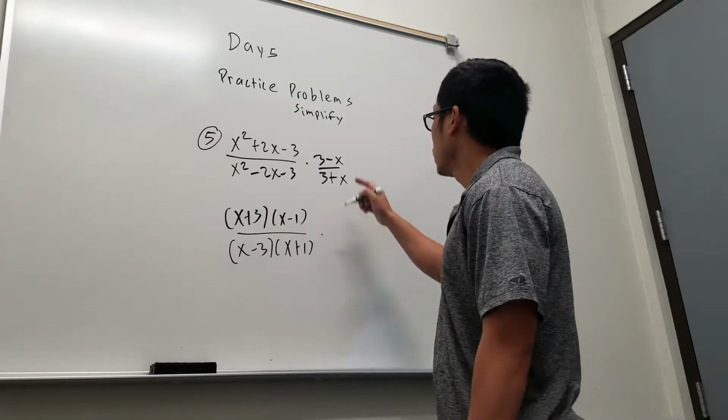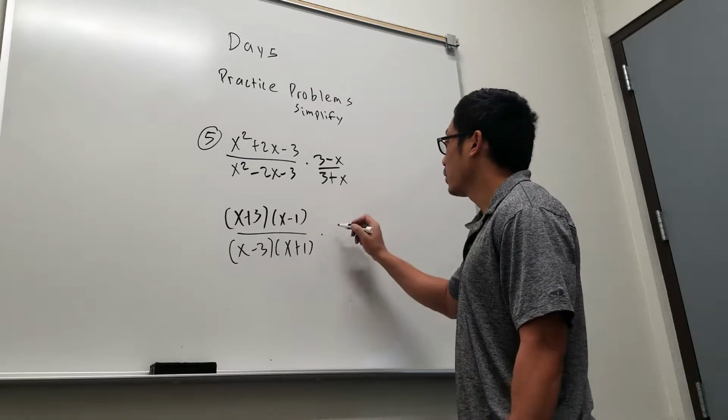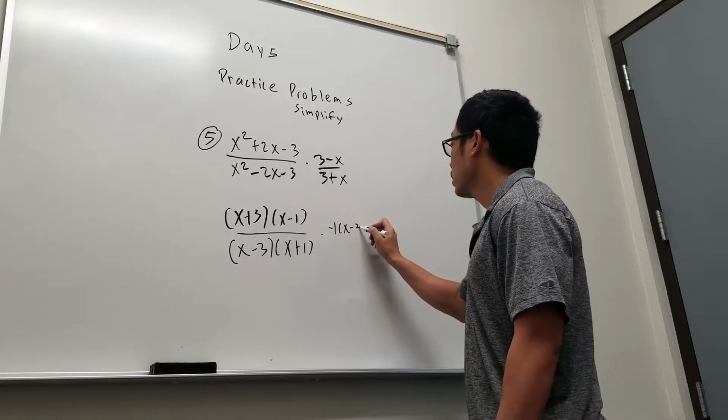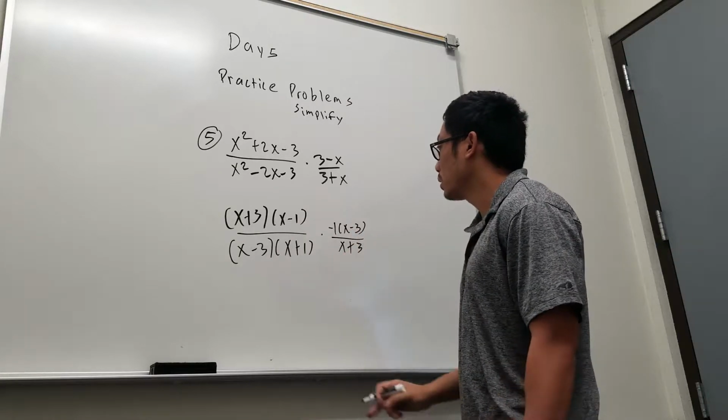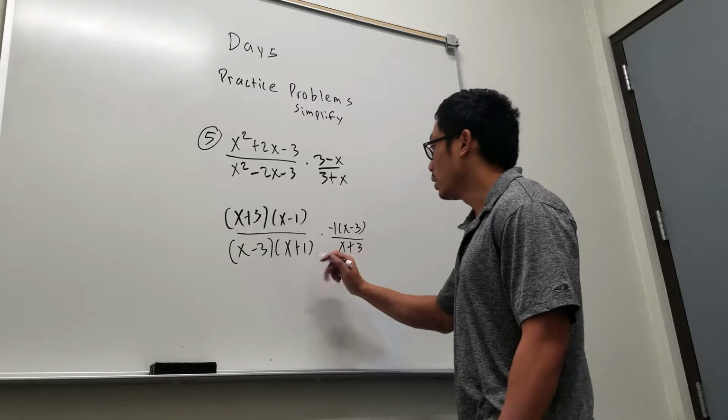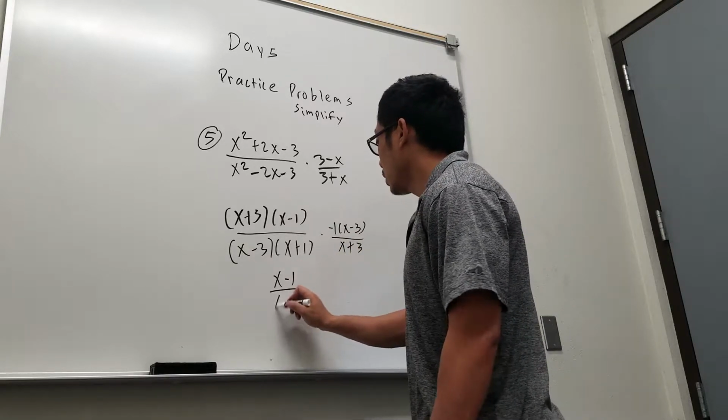Then you have this one. I can actually factor out a negative, right? So you have x minus 3. Why did I do that? The reason is you notice here and here, I can cancel them out, and here cancels, and you just have x minus 1 left, x plus 1.